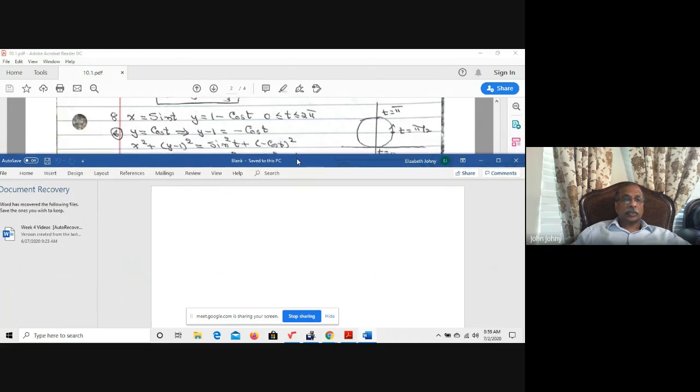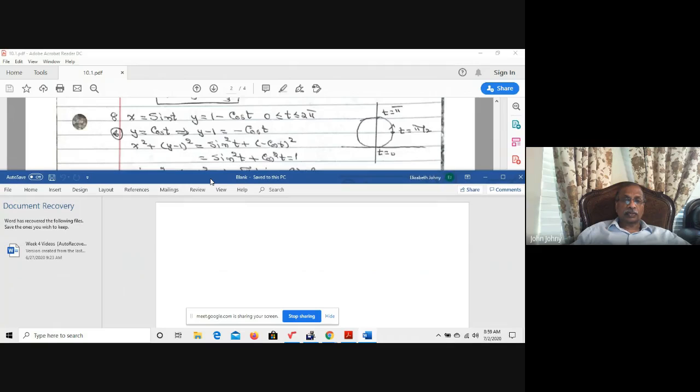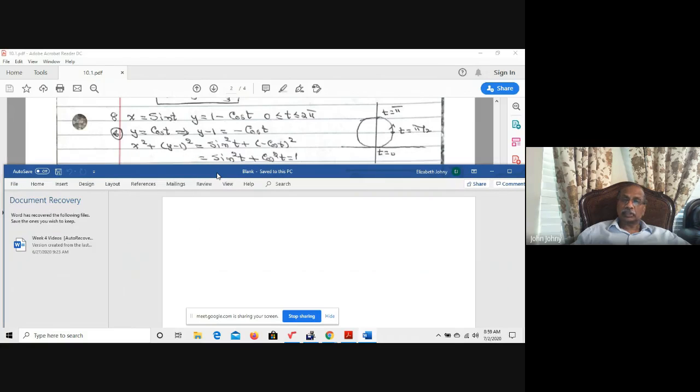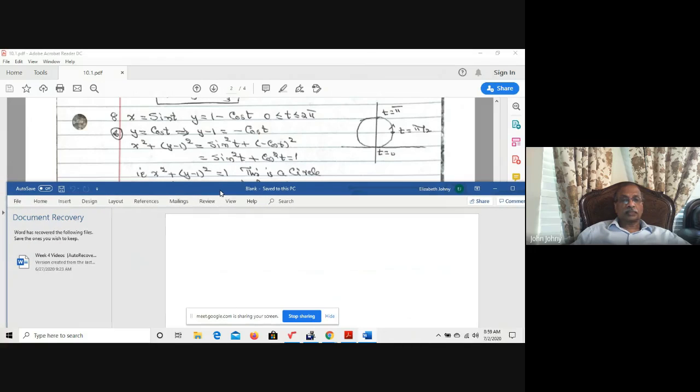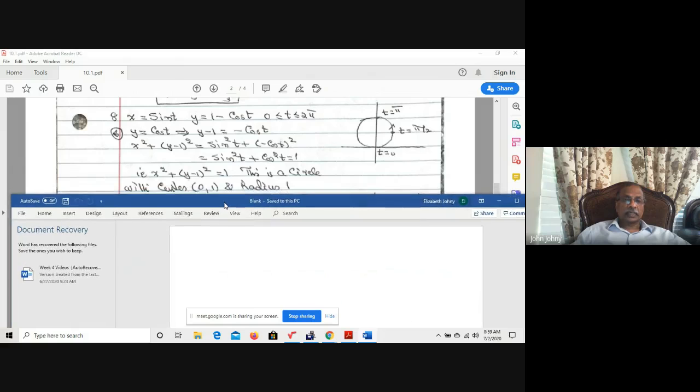And so x square plus y minus 1 the whole square is sin square t plus negative cos t, the whole square, that is sine square t plus cos square t, which is equal to 1, trig identity. So x square plus y minus 1 the whole square is equal to 1. This is a circle with the center 0, 1 and radius 1.